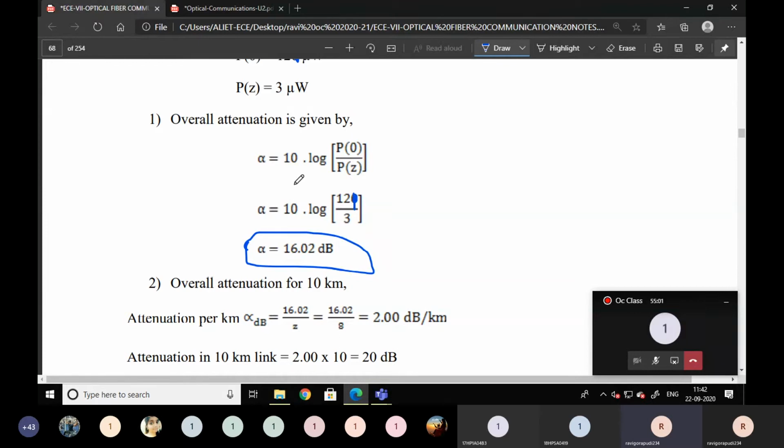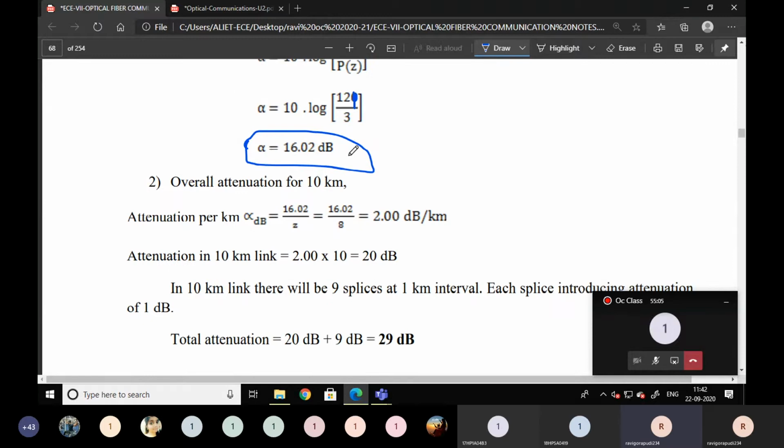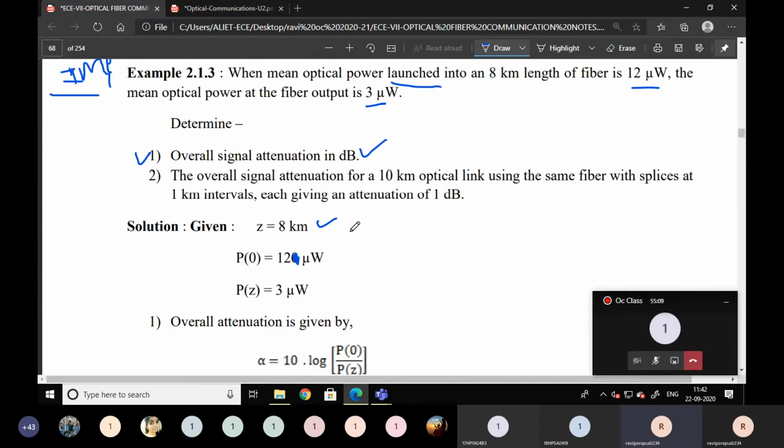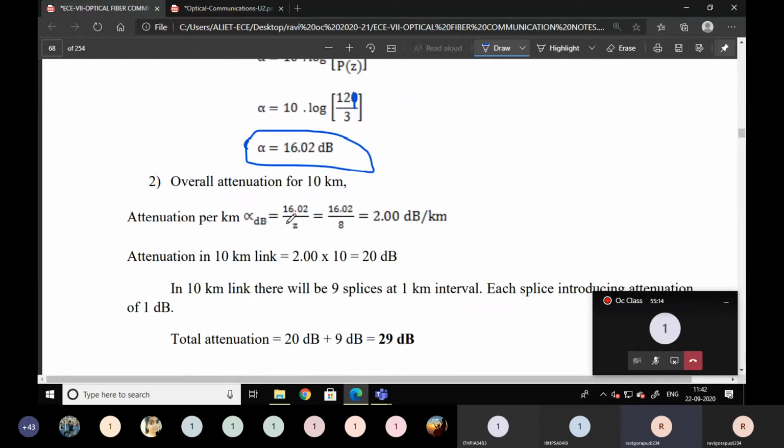Overall attenuation alpha is equal to 10 log P of 0 by P of Z. Alpha will get 16.02. It is asking overall attenuation for 10 kilometer. That's why for overall attenuation, first you can find per kilometer by dividing by Z. Here also you'll get directly by taking Z here.